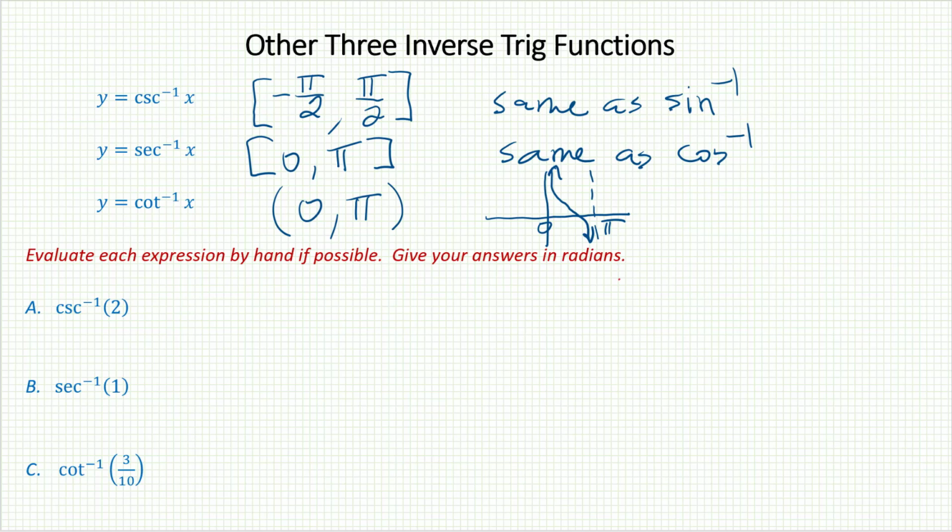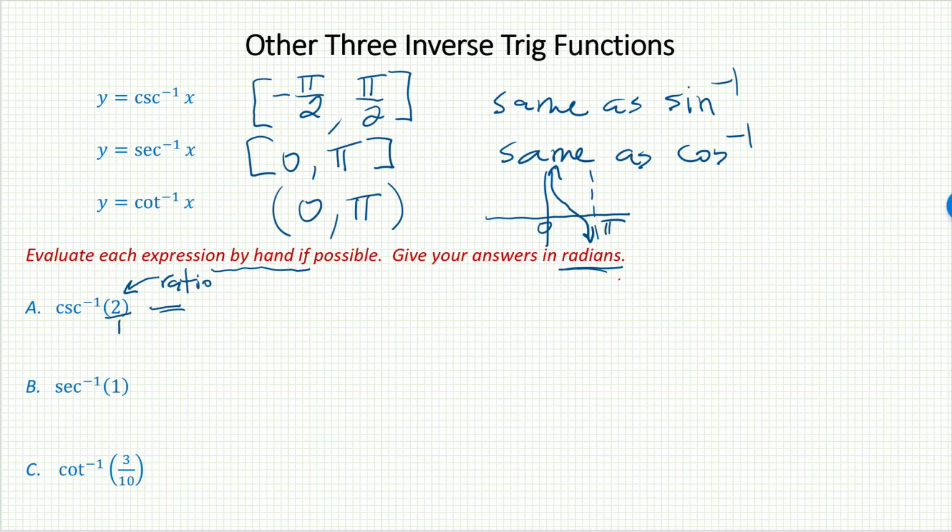As long as we can reference these restrictions, we can make sense of the calculations. So let's try some. We'll try to work these out by hand if possible, and we'll give radian answers. So the first one says cosecant inverse of 2. Remember, in the inverse trig functions, it's the ratios going in, and it's an angle that's coming out. 2 doesn't really look like a ratio. I can make it look like one by putting a 1 underneath there.